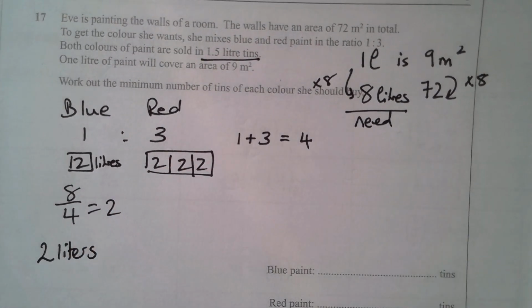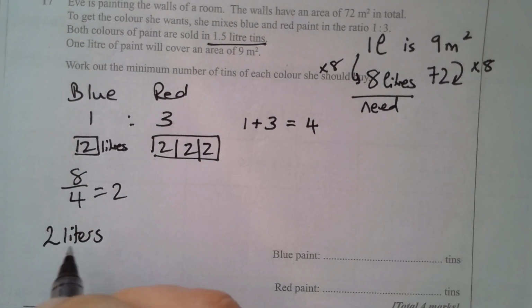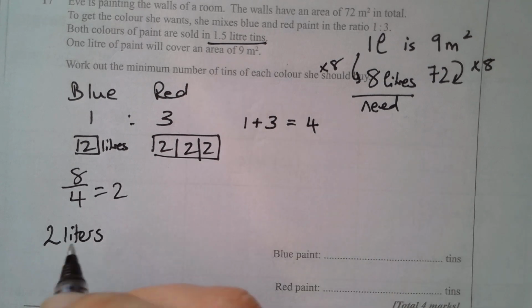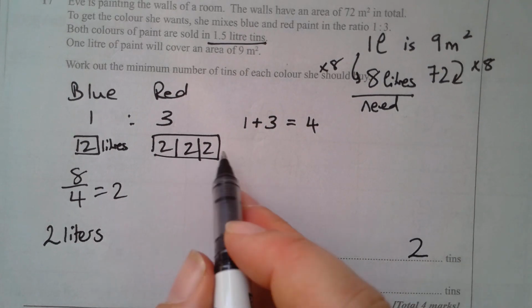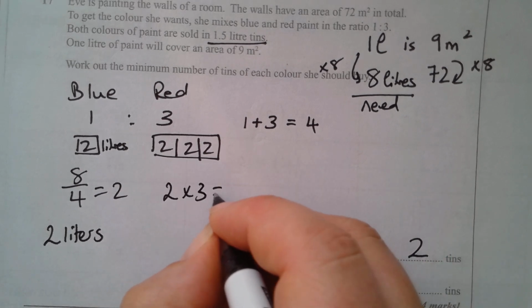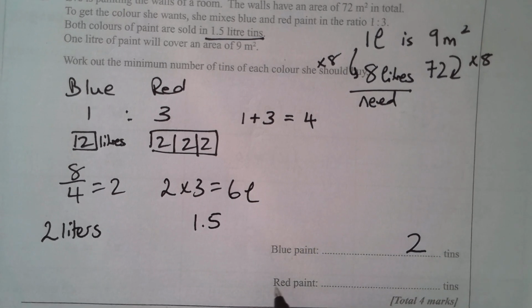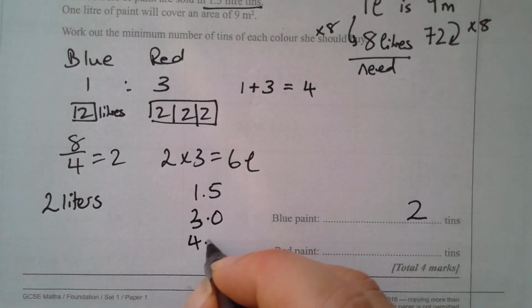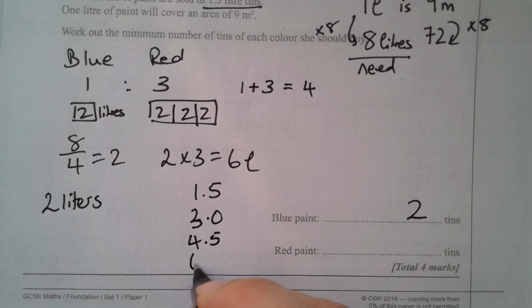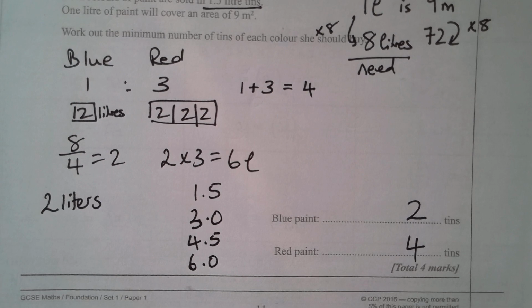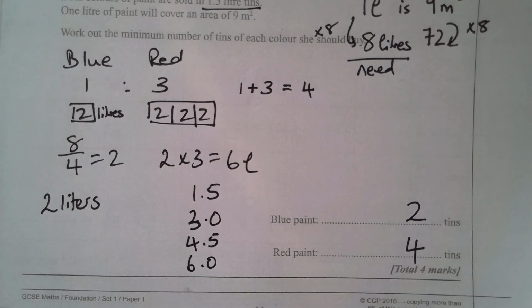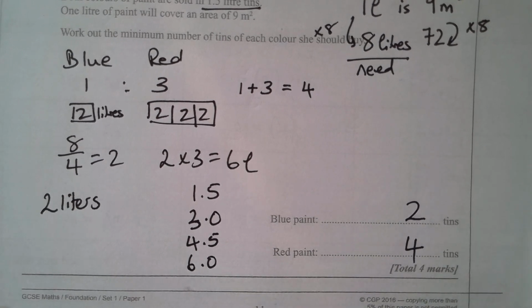They are in 1.5 litre tins, so 1 tin won't be enough. We actually need 2 tins. Here, how many litres do we need? 2 multiplied by 3, or 2 plus 2 plus 2, equals 6 litres. 1 tin is 1.5, 2 tins is 3, 4.5, and then 4 tins will be exactly what we need, and therefore it is 4 tins. When you're painting, you need more, you cannot have less. You don't round down. You always have to round up when we're looking at painting an area. Otherwise, you'll end up with a gap.